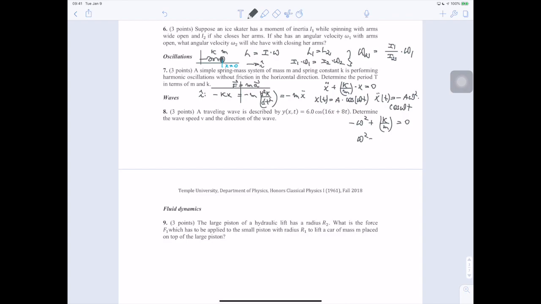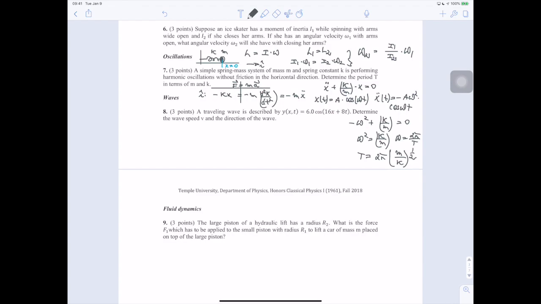So therefore omega squared is k over m, and omega, writing this as 2 pi over T, then T equals 2 pi times the square root of m divided by k.